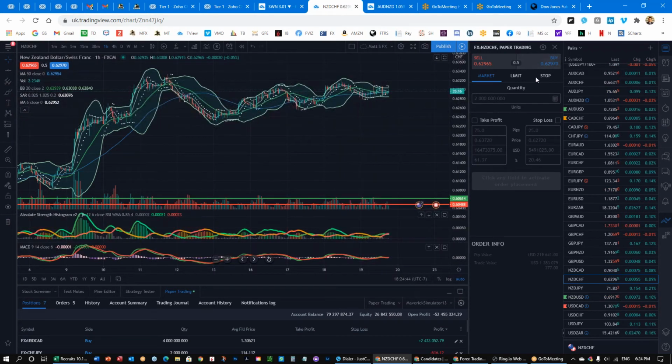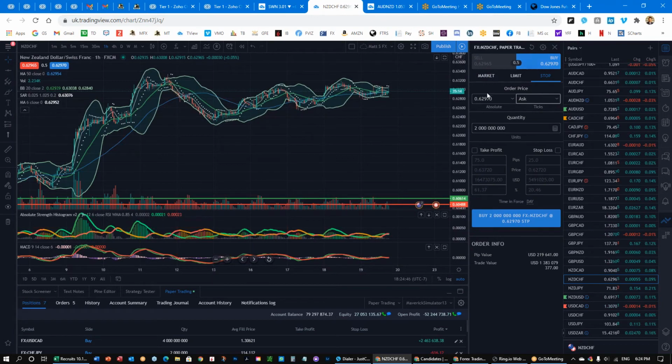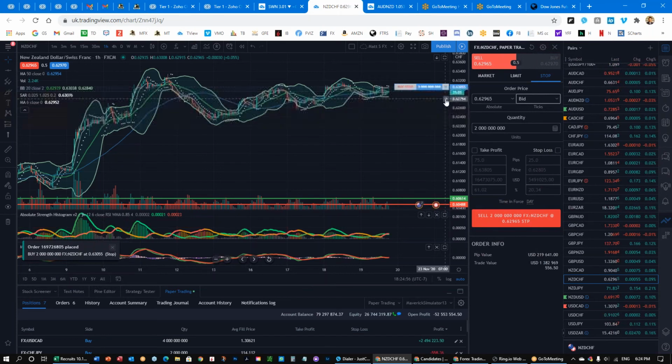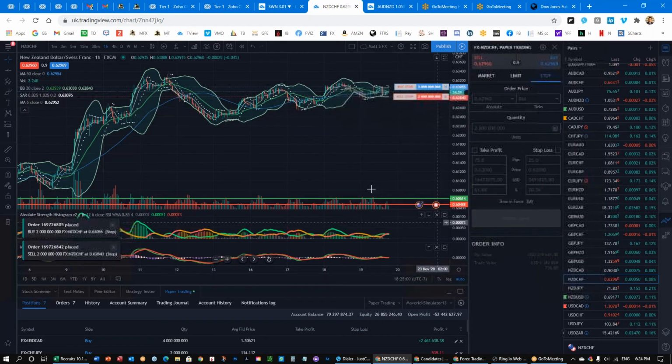I like this choke point too. So let's go ahead and have it at the other end of it. Sell. So we have another bracket order on the Kiwi Swiss.